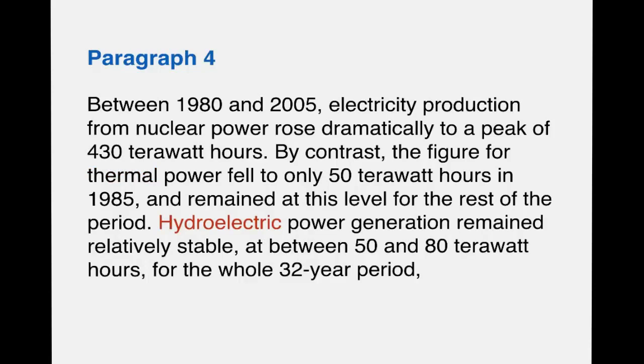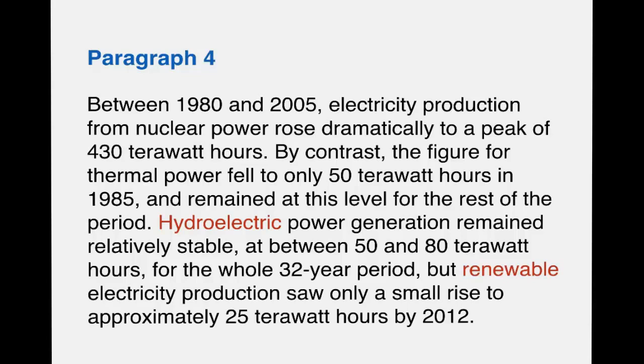Next, hydroelectric power generation remained relatively stable at between 50 and 80 terawatt hours for the whole 32-year period. But renewable electricity production saw only a small rise to approximately 25 terawatt hours by 2012. That's paragraph 4 finished, and we finished the whole report. It's done. Remember, there is no conclusion in writing task 1. We've already done a summary. You can put the summary at the end if you want, but write in summary, don't write in conclusion.